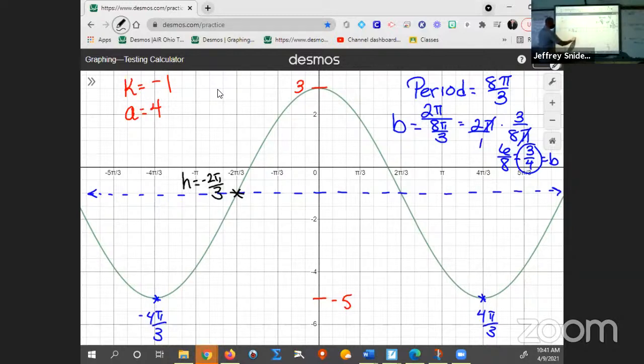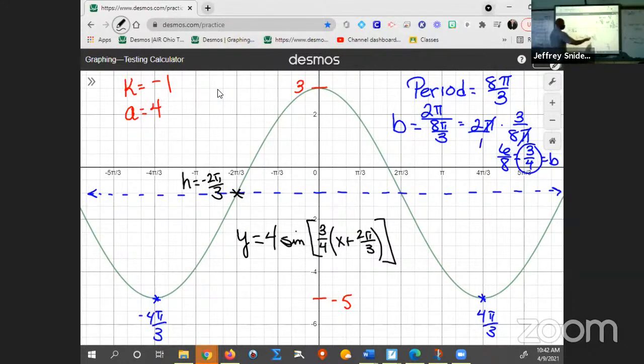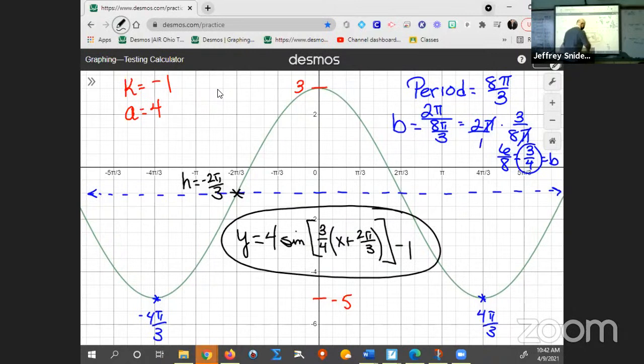I'm going to write my function. Here we go. Y equals. And it's a regular sine curve, right? It's increasing. It's not decreasing first, so it's a regular sine curve. So y equals 4 sine of, okay, here we go. Now I have to do both things on this. On the outside of this piece in here is going to be the b value, 3/4. Then what goes in here is my phase shift, x plus 2 pi over 3. And then the -1 at the end. That's writing it as a sine curve.